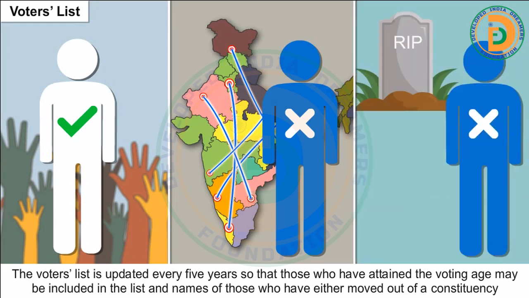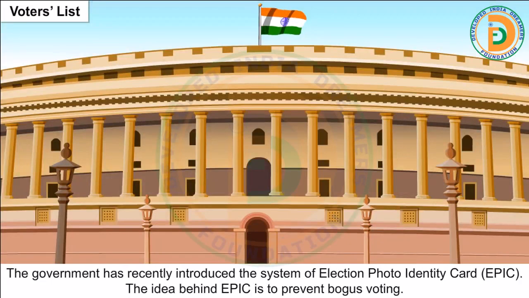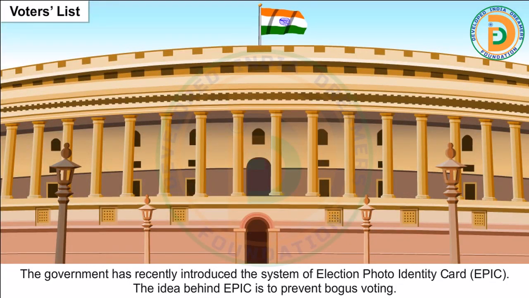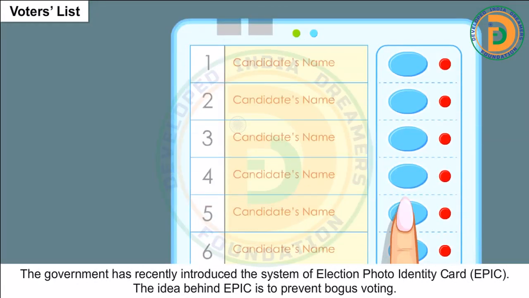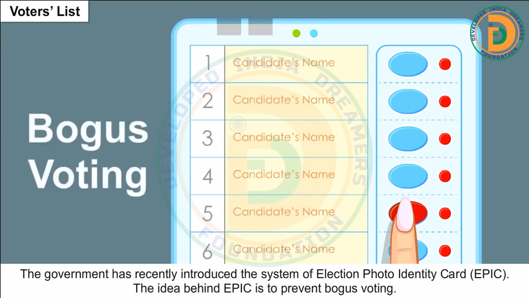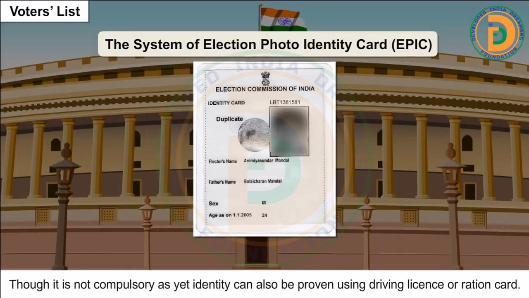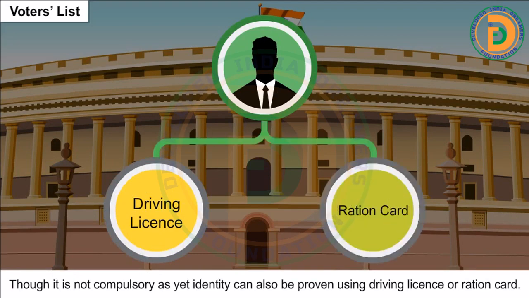The government has recently introduced the system of Election Photo Identity Card or EPIC. The idea behind EPIC is to prevent bogus voting. Though it is not compulsory as yet, identity can also be proven using a driving license or ration card.